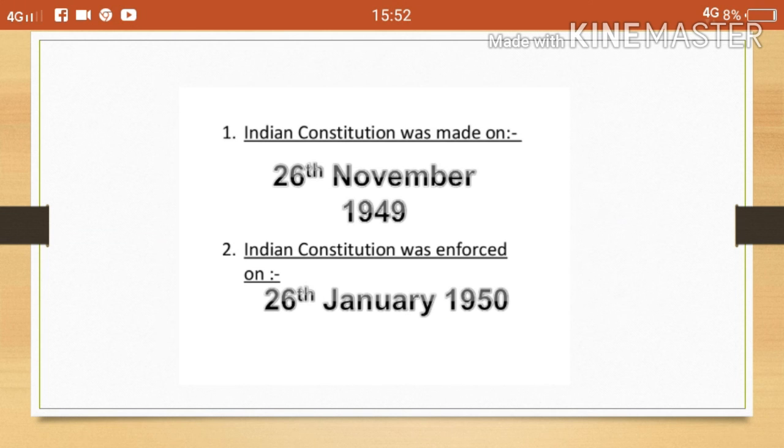So, the Indian Constitution was made on 26 November 1949. The Indian Constitution was enforced on 26 January 1950. These two dates are so important in an exam. The Constitution was made on 26 November 1949, but it was enforced on 26 January 1950.